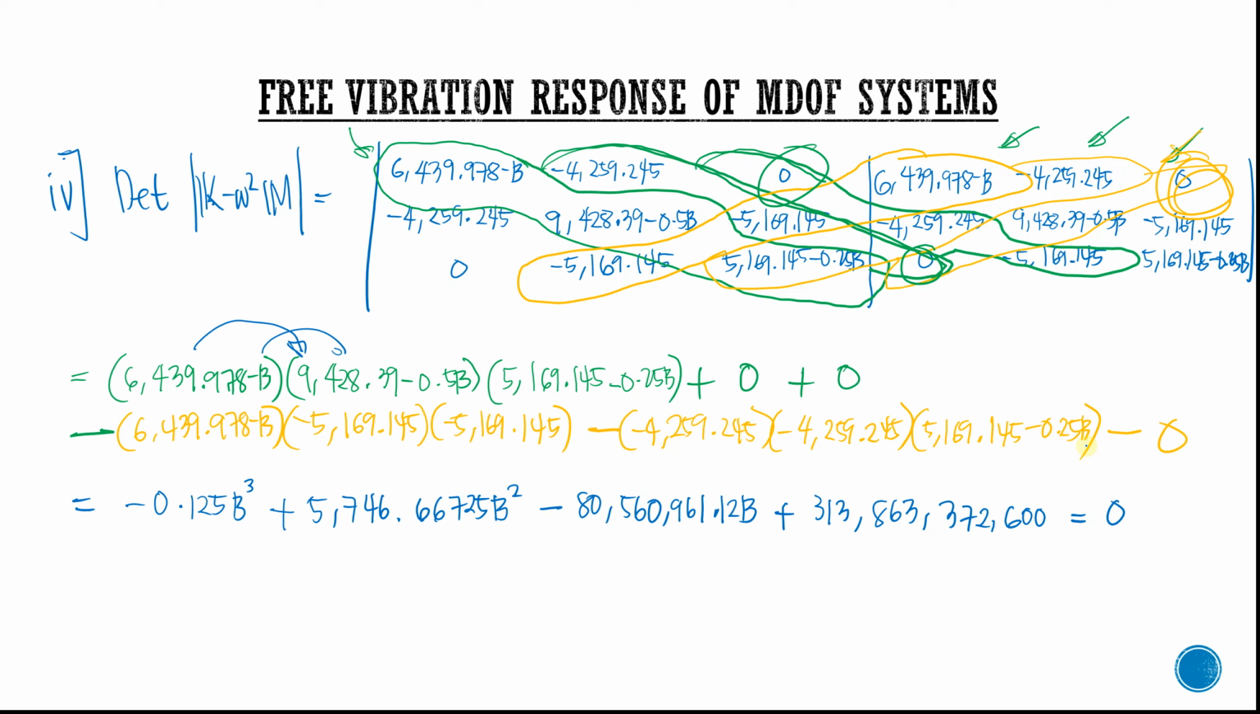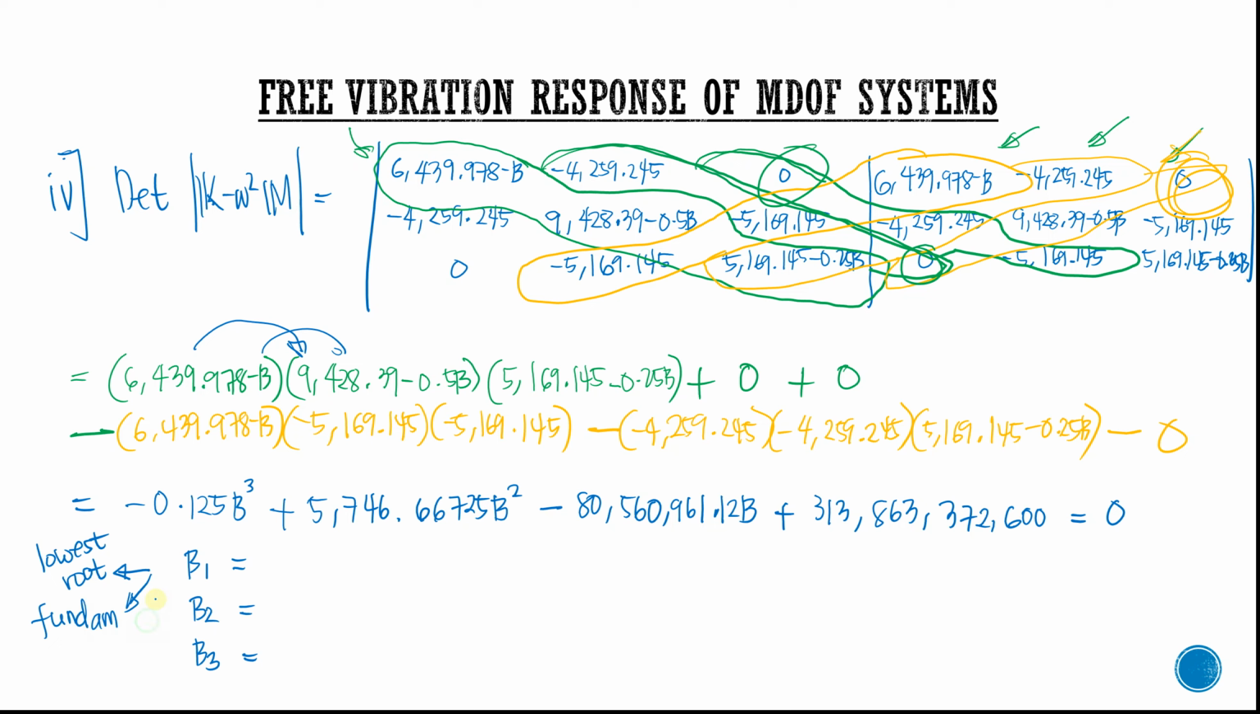Now, how are you going to solve the cubic equation? You can use your scientific calculator, and then you'll arrive with 3 roots. For a quadratic equation, you'll have 2 roots. For the cubic equation, you'll have 3 roots. We will have b1, b2, and b3. It is very important that you write the roots in ascending order, with b1 as the lowest root. Why? We are going to make b1 our fundamental frequency.